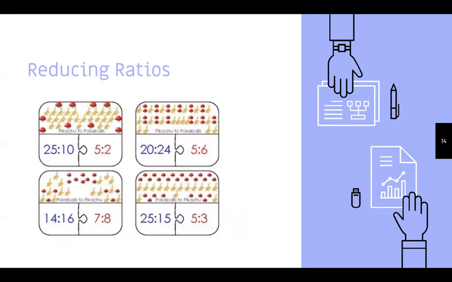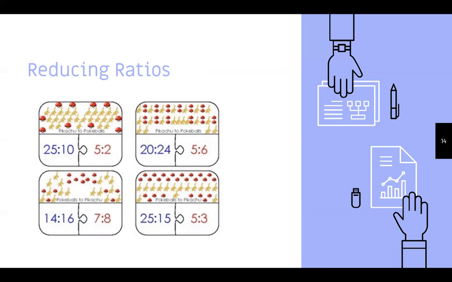So this is an example of reducing ratios. Pikachu to Pokeball is this example, and it says there are 25 Pikachus and 10 Pokeballs. Well, if you divide the 25 and the 10 by 5, it's the same as saying 5 to 2, because what that is saying is that for every 25 Pikachu, there are 10 Pokeballs. But it's the same as saying for every 5 Pikachus, we'll find 2 Pokeballs.